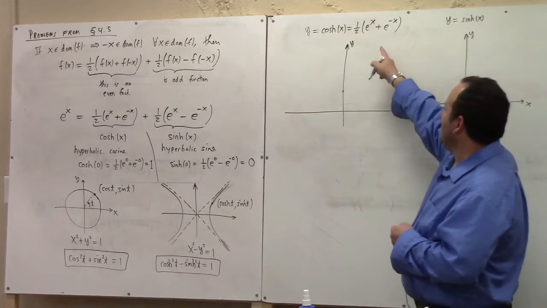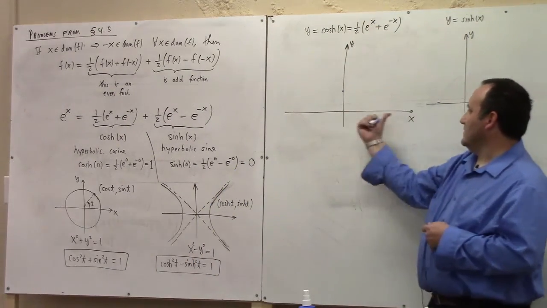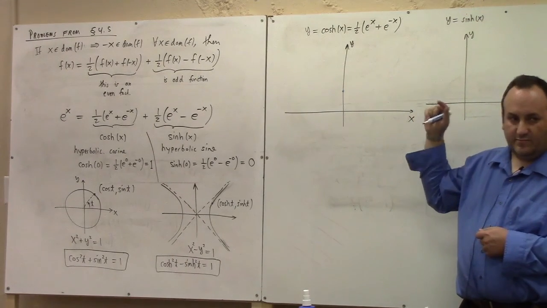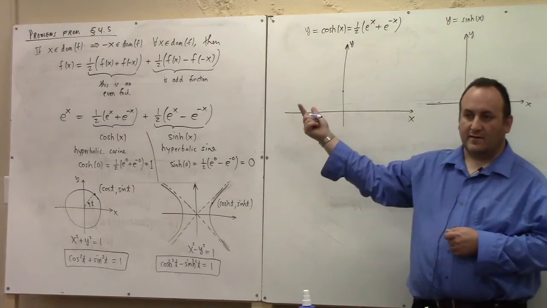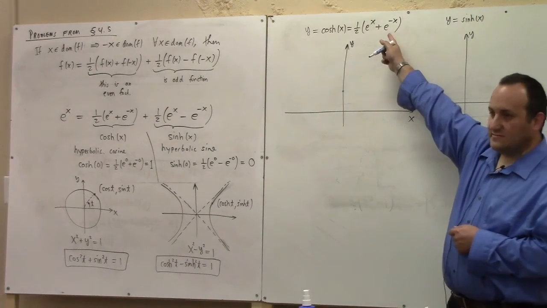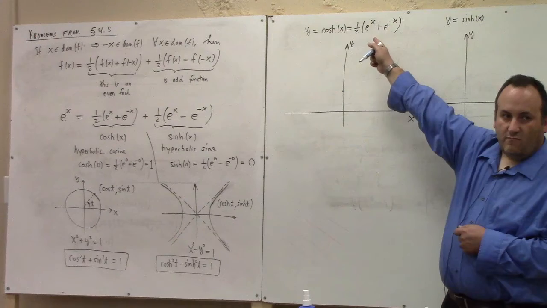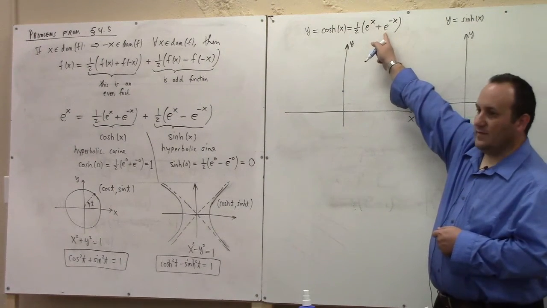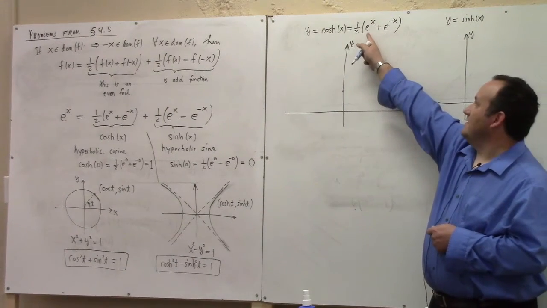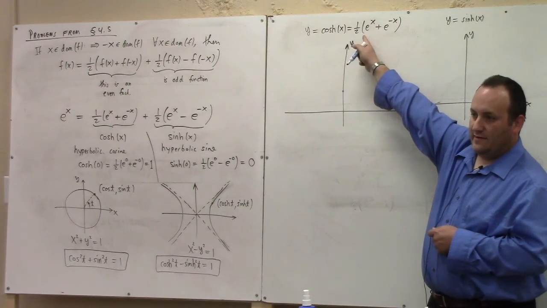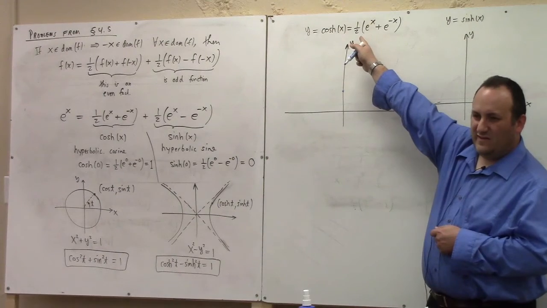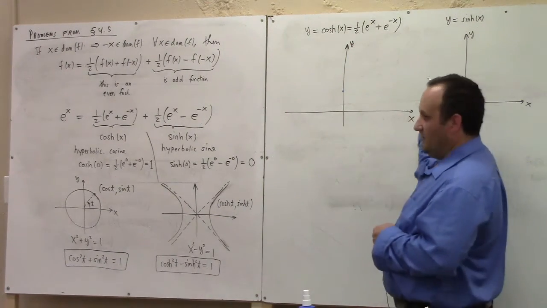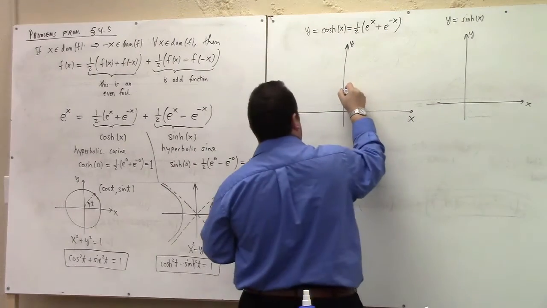Let's think about these terms. What happens to e to the x as you go out to infinity this way? What happens to the exponential? It gets bigger and bigger and bigger. What happens to e to the minus x as x gets really large? This gets smaller and smaller and smaller, right? So the e to the x term dominates this formula as x gets large. So essentially this just looks like e to the x over 2, if you go that way. So it basically looks like an exponential.